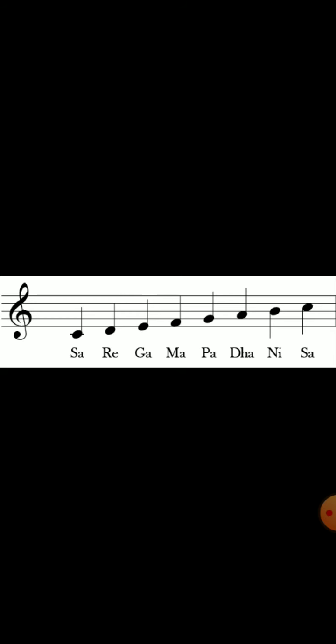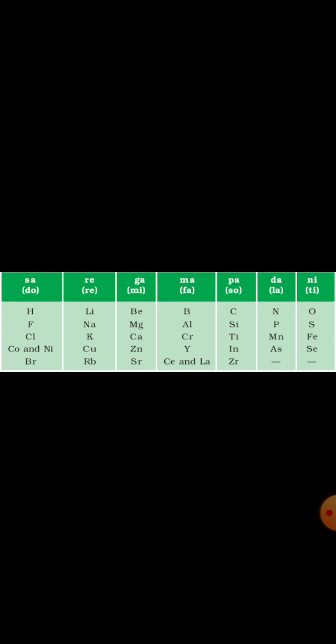How? If we consider these first column hydrogen as sa, then the next lithium column as re, the beryllium column as ga, the boron column as ma, carbon as pa, nitrogen as da, and oxygen as ni.